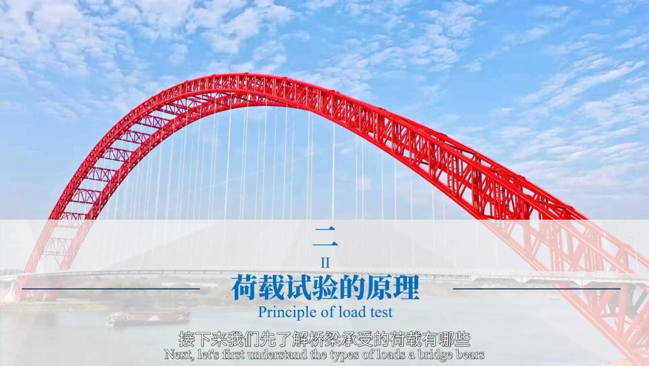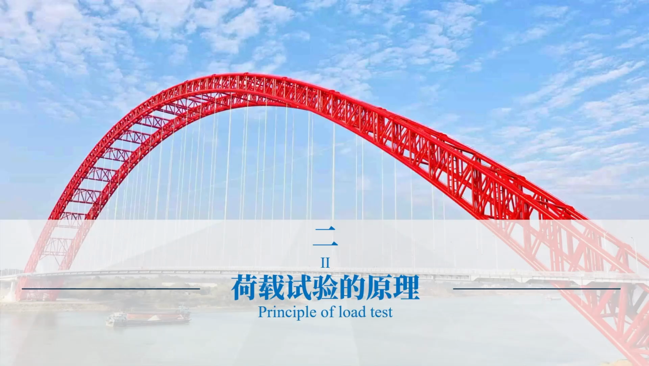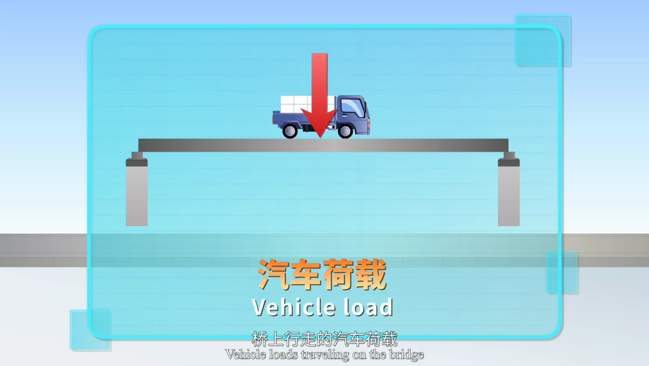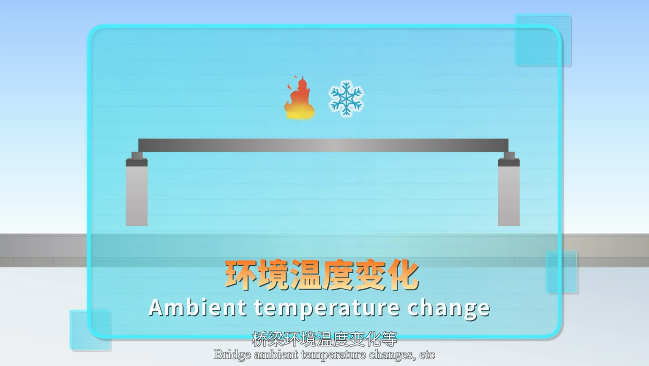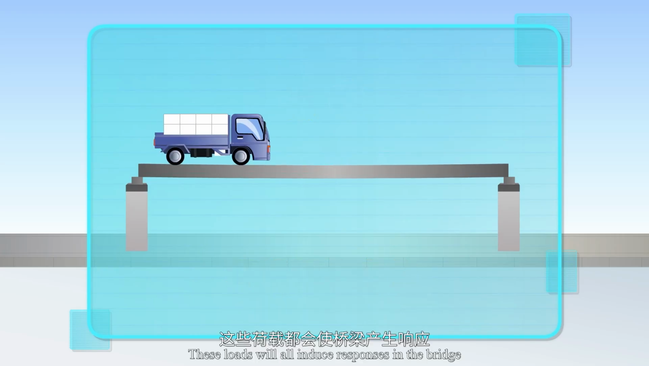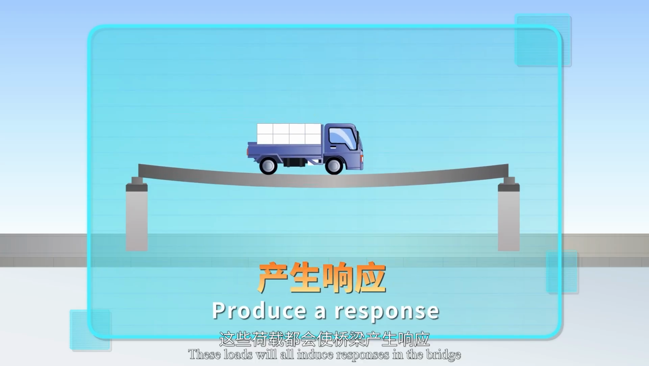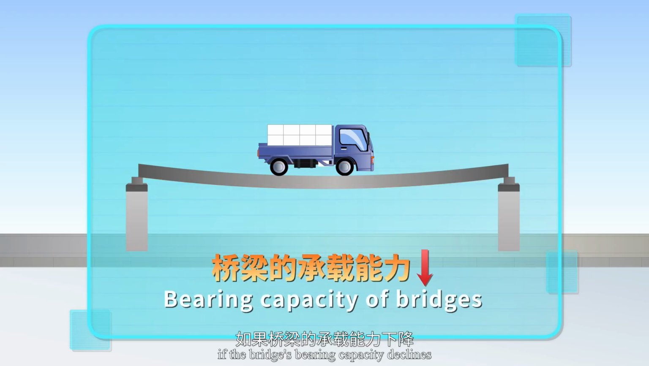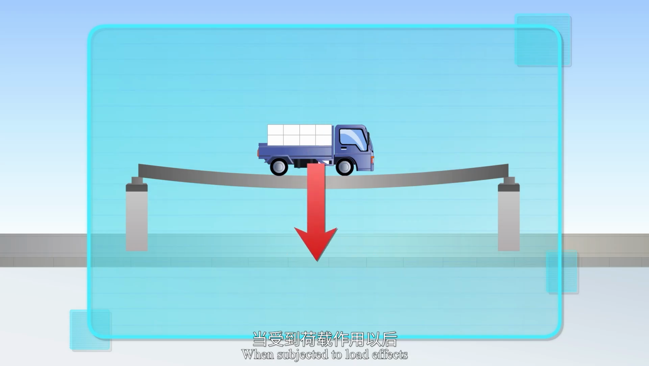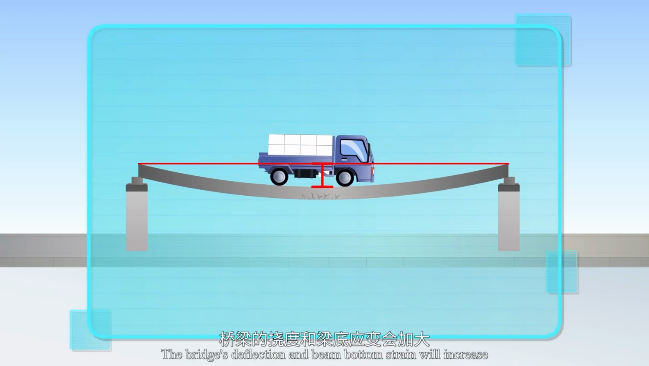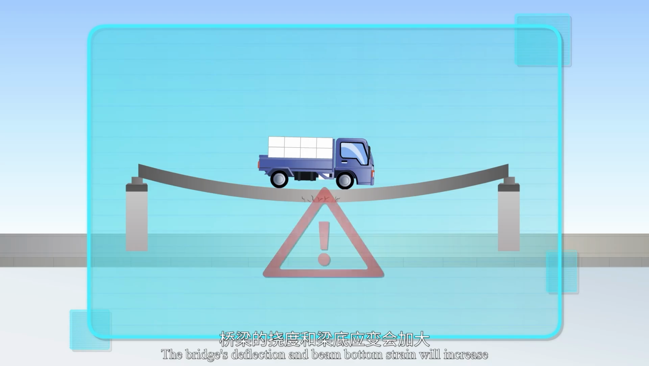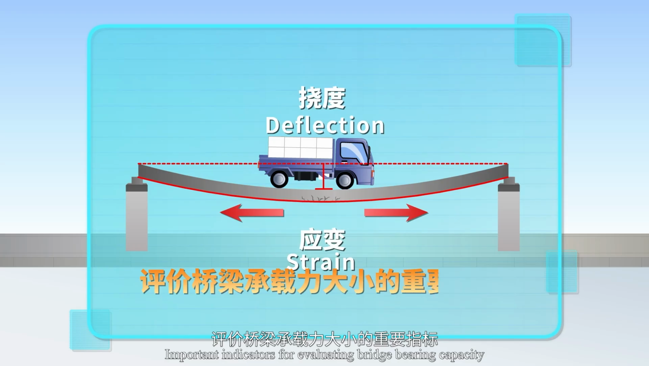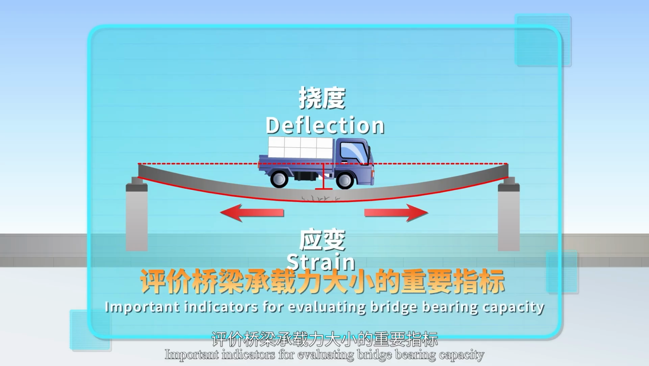Next, let's first understand the types of loads a bridge bears, primarily including bridge self-weight, vehicle loads traveling on the bridge, ambient temperature changes, etc. These loads will all induce responses in the bridge, such as deflection and strain. If the bridge's bearing capacity declines, when subjected to load effects, the bridge's deflection and beam bottom strain will increase. Deflection and strain are important indicators for evaluating bridge bearing capacity.